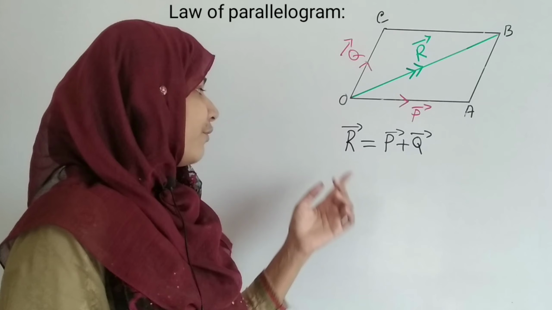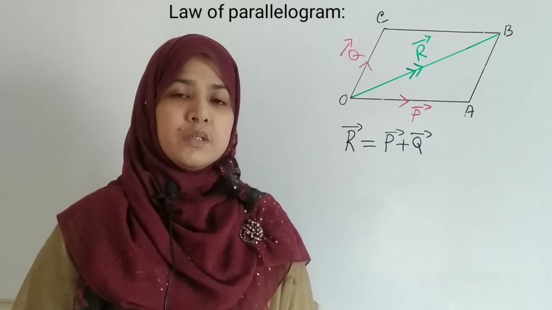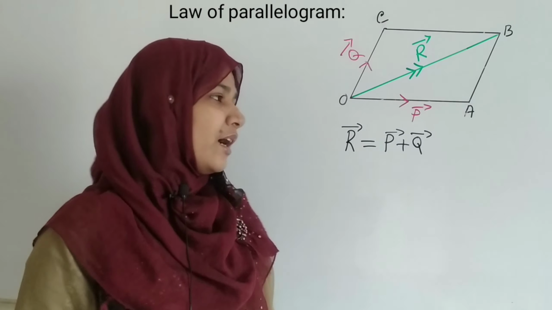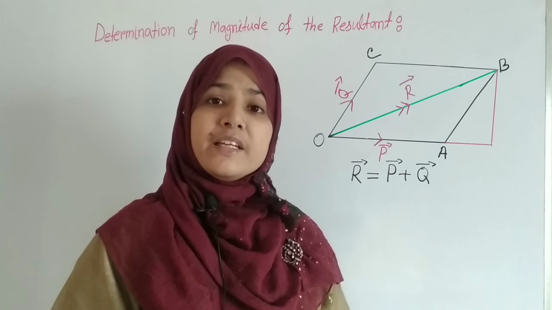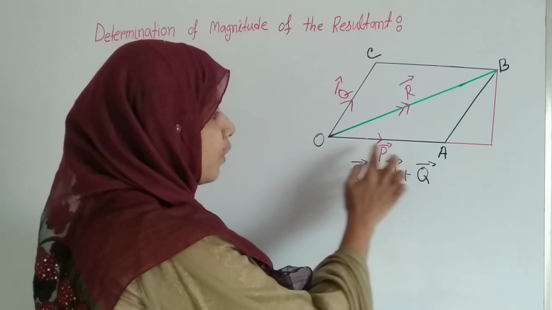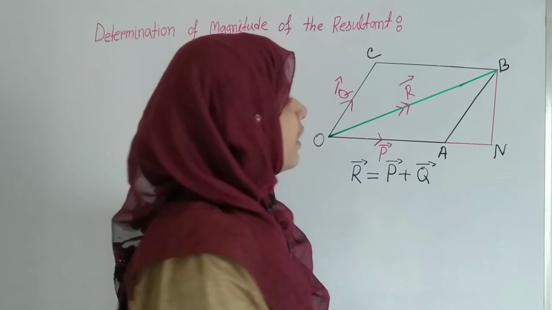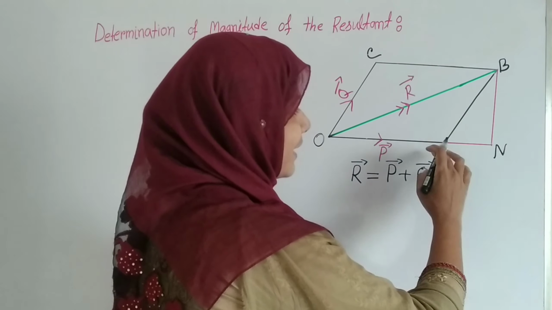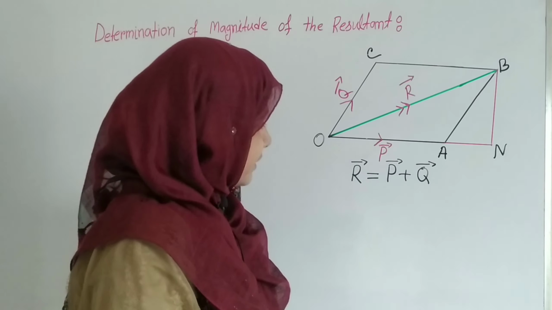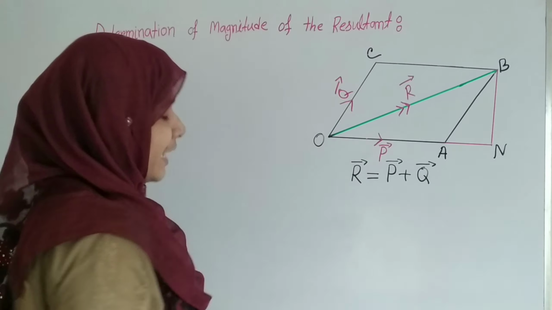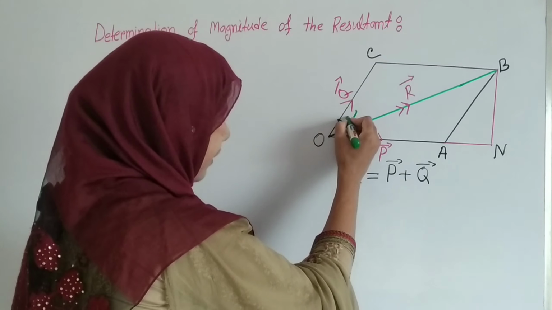As R is a vector quantity, it has both magnitude and direction. So let's start to determine the value of vector R and the direction as well. Now here you can see that I extended the OA side to N and drew a perpendicular on the extended side, which is BN. Suppose the angle between the vectors P and Q is alpha.